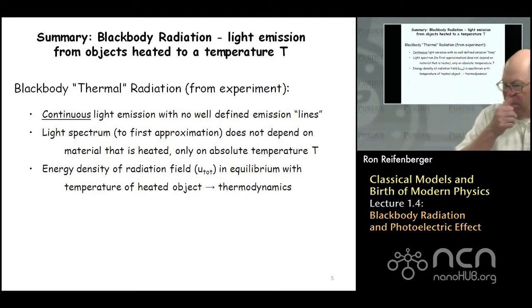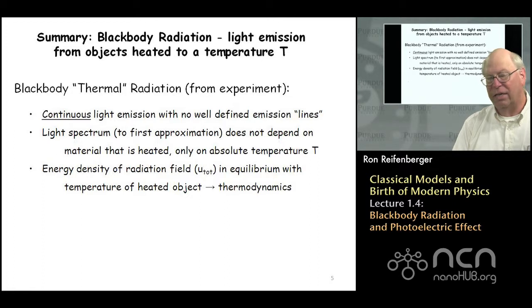Well, this slide summarizes basically what was discovered, right? What was learned was that the light that's emitted from a black body is continuous. It has no well-defined emission lines. It seems that the light comes out at all wavelengths. The light spectrum does not depend on the material that is heated, to first approximation. It only depends on the absolute temperature T.